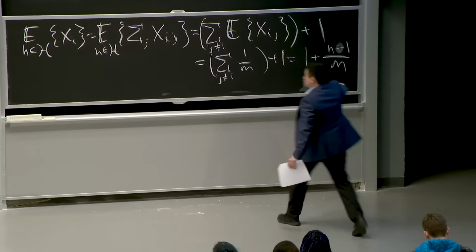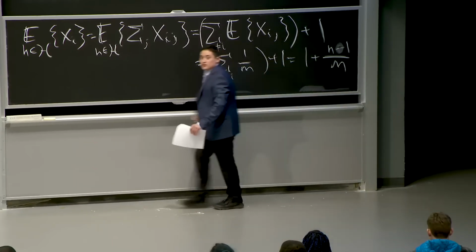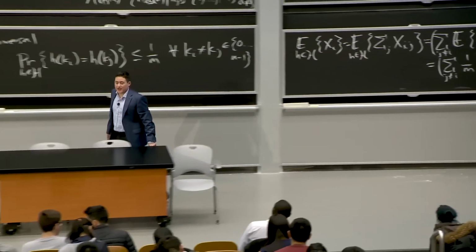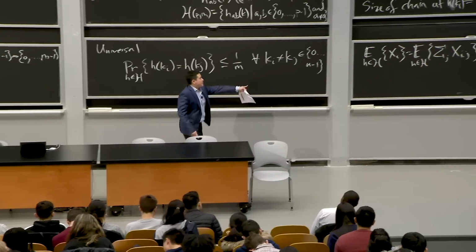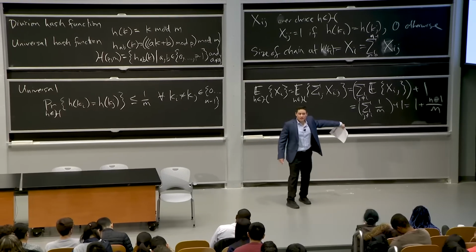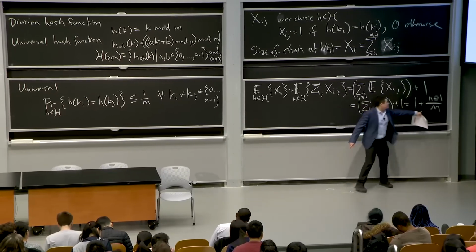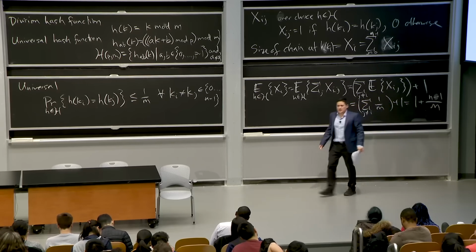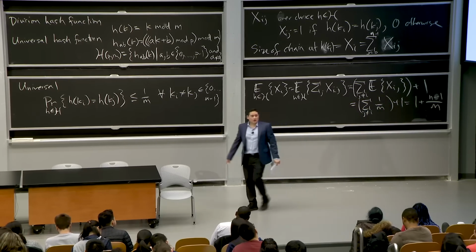So as long as we choose m to be larger than n, or at least linear in n, then we're expected to have our chain lengths be constant, because this thing becomes a constant if m is at least order n. Does that make sense? Okay.